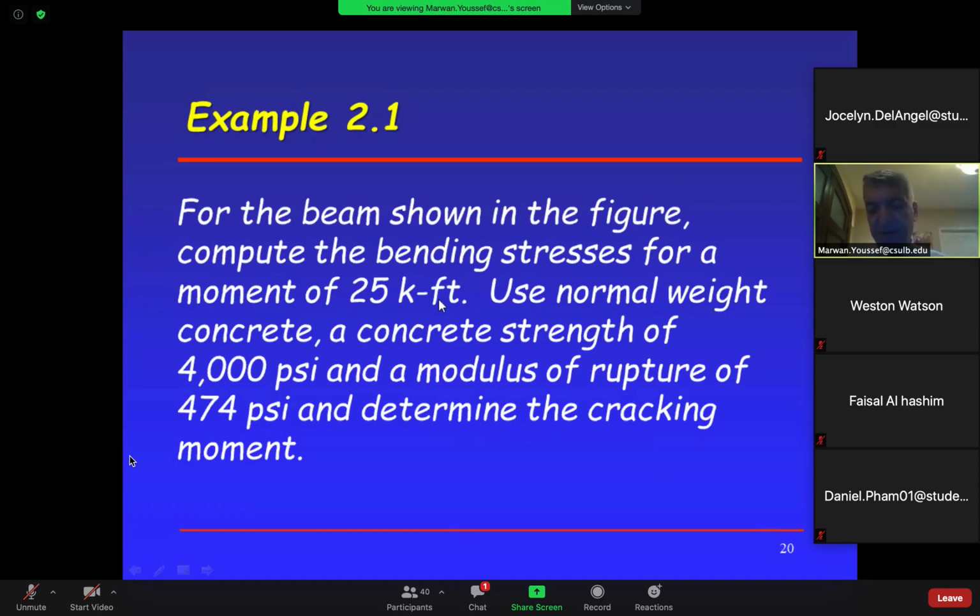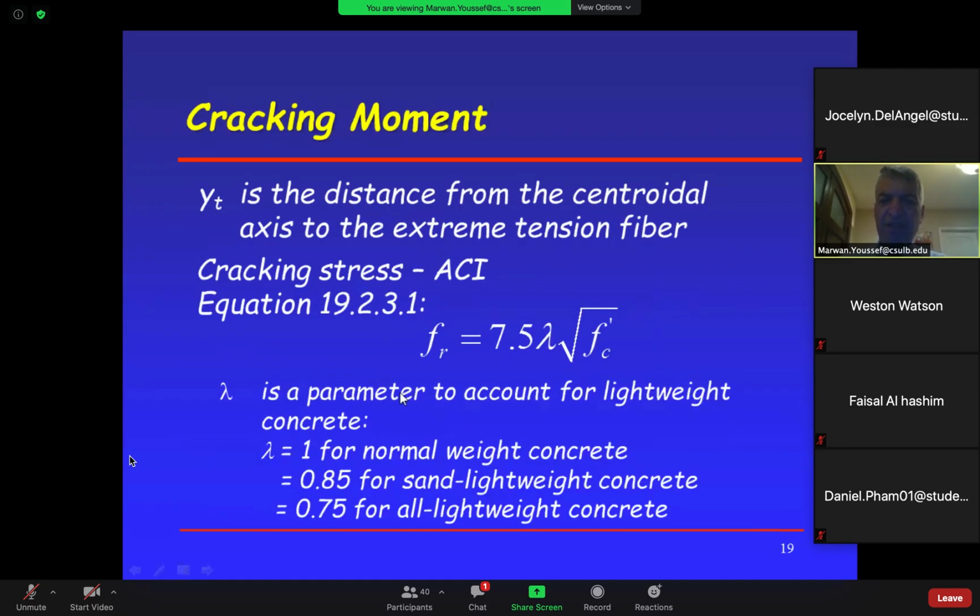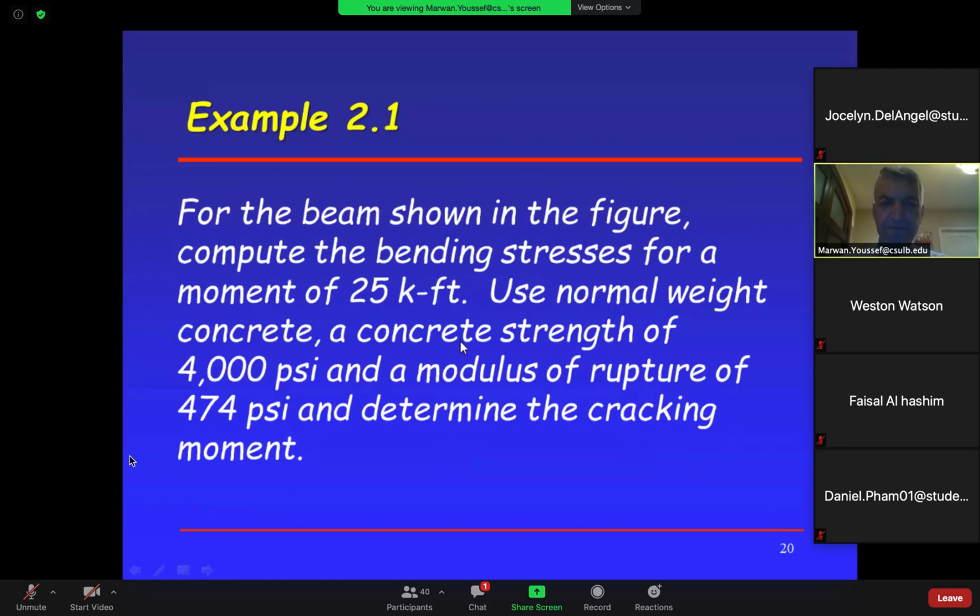So if a moment of 25 kip-feet is applied to this beam, what are the bending stresses? Use normal weight concrete, 4,000 psi. The modulus of rupture is 474. This is the f sub r. F sub r is right there, the modulus of rupture. Okay, so that's given.